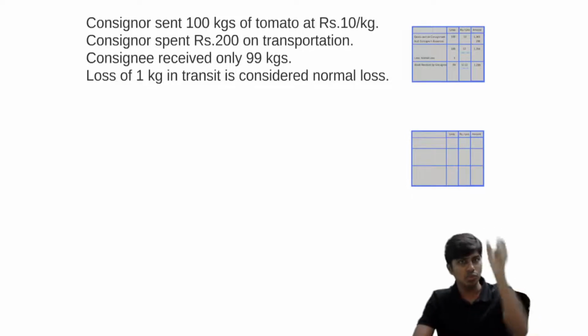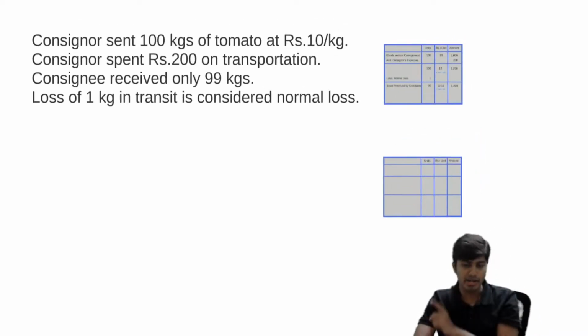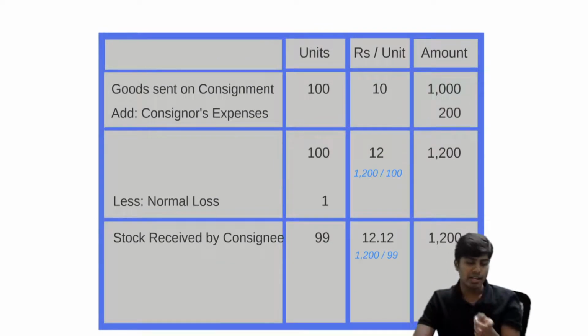Let us start with units column, rate per unit column and amount column. Like this. I'll write goods sent on consignment 100 units, 10 rupees per unit. I'll add the consignor's expense. It will come to 1200. 1200 rupees is for 100 units. We'll make the rate 12.